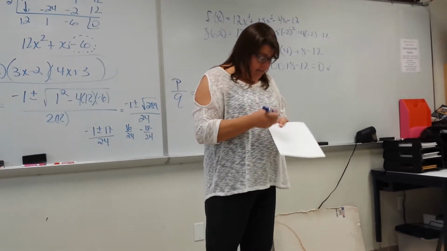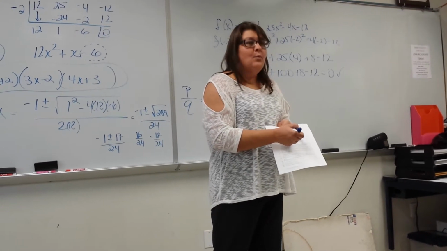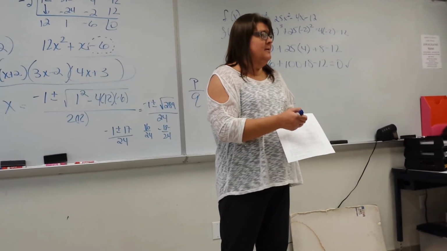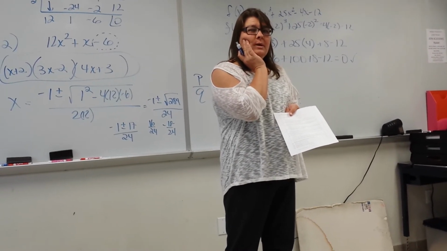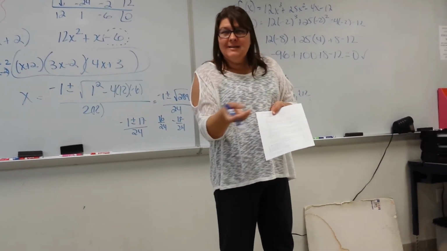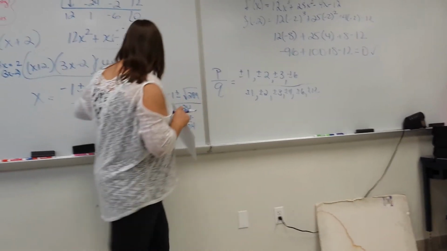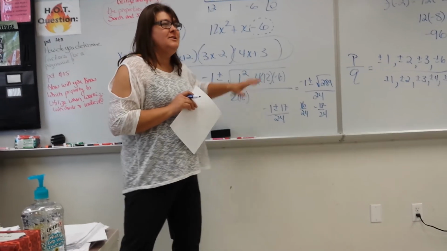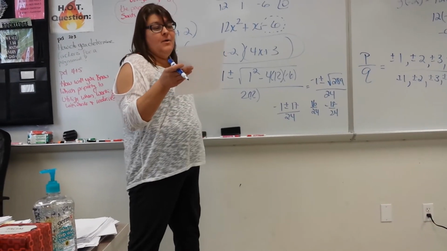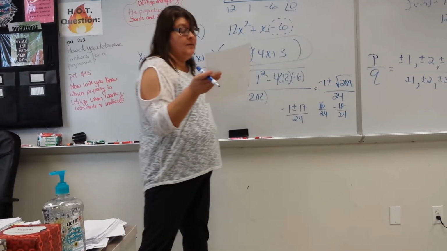Let's look at the very bottom thing, guys. Has only one real root. Does that sound familiar? Discriminant, right? B squared minus 4AC. What should that equal if it has only one real root? 0. The others are imaginary. So keep that in mind.